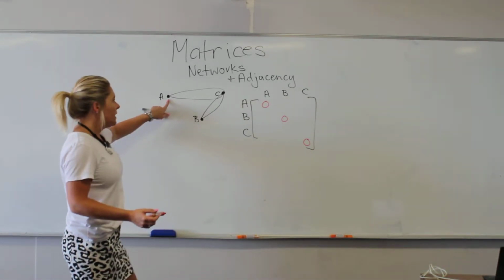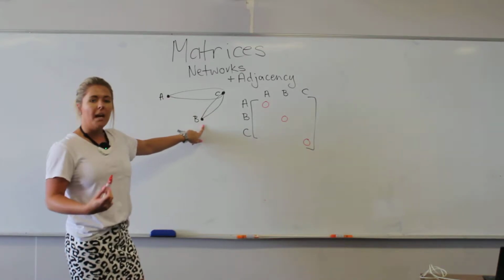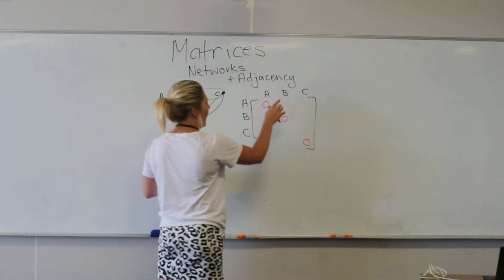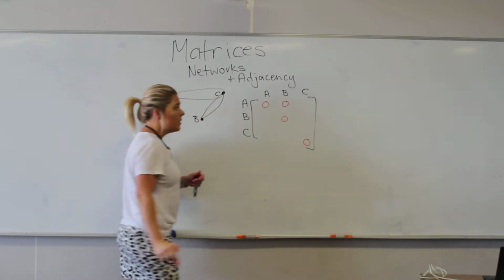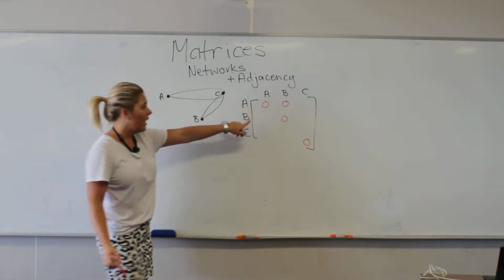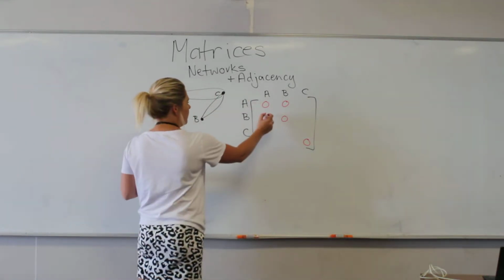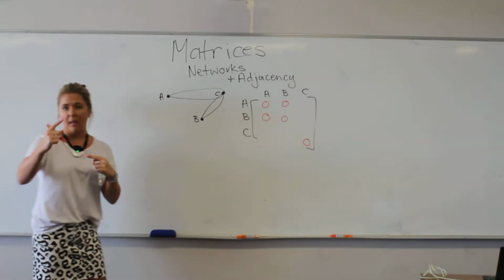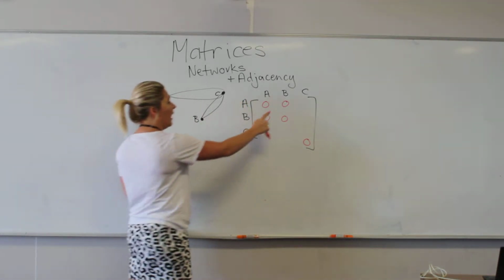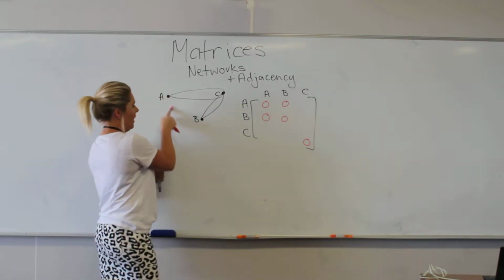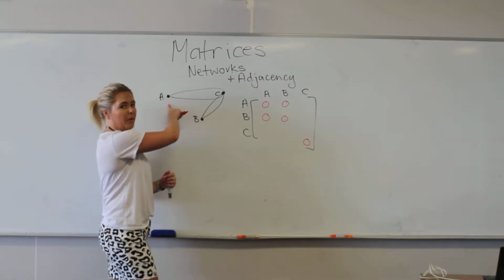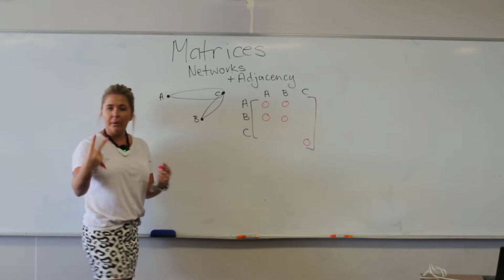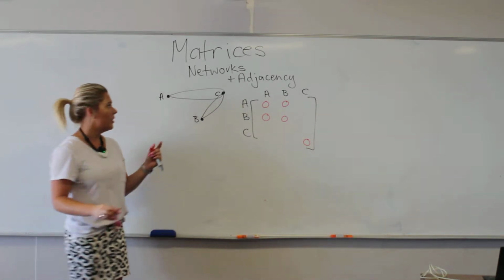How many ways can I get from A to B? There are no connections, so I can't go from A to B, which also means I can't go from B to A. They are corresponding elements. Because I can't go from A to B, there's no path, which means I can't go back in reverse. So we've just filled in 2. You will be filling in 2 at a time.